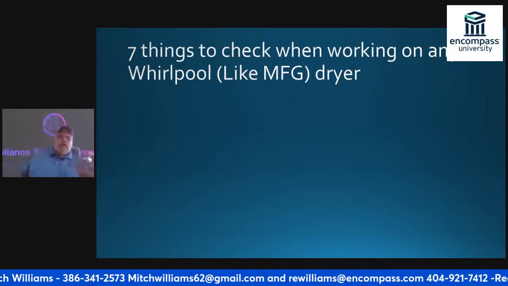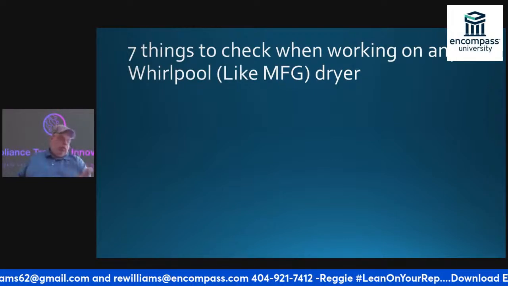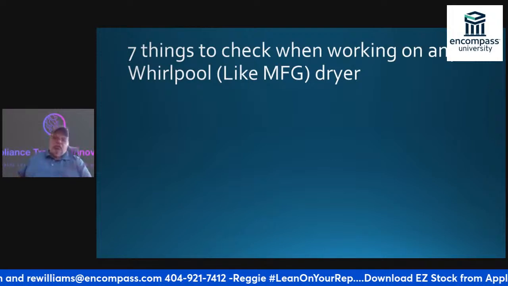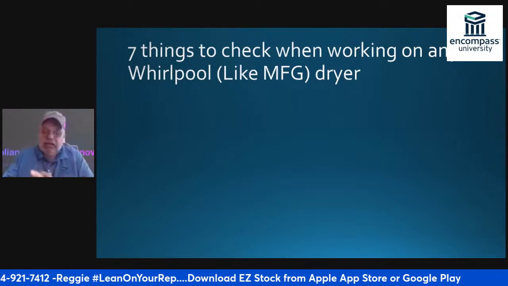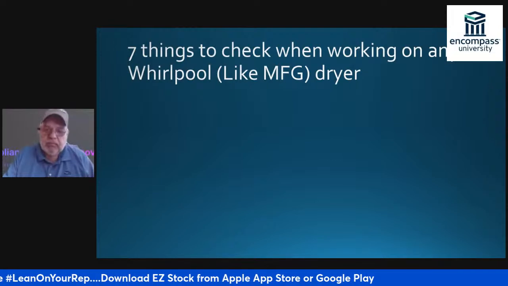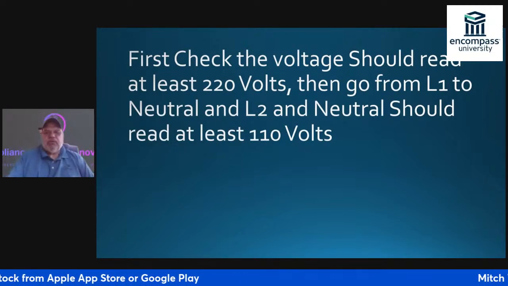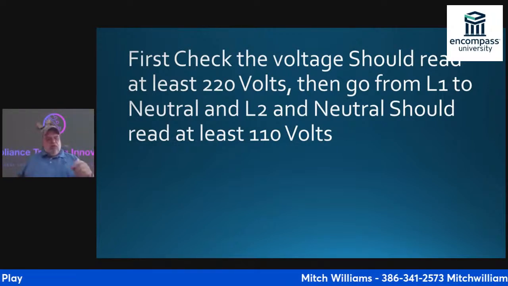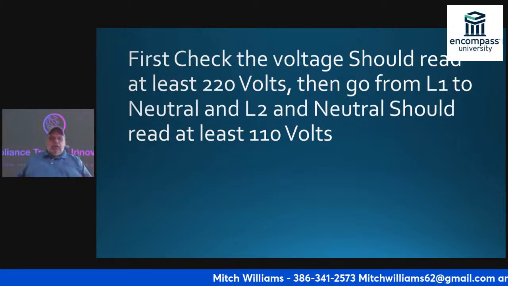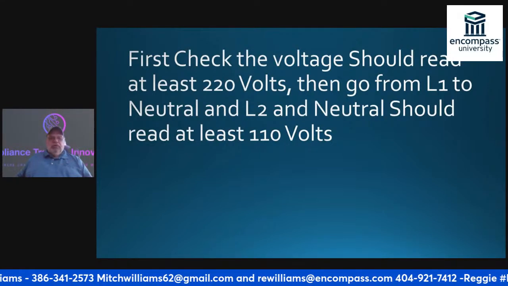Here's 7 things to check whenever I'm working on a Whirlpool or a Whirlpool-like dryer. Like I said, mine is actually a Kenmore dryer. So let's check the voltage and it should read 220 volts. If I go between the two hot legs, the L1 and the L2, that should get 220 volts.